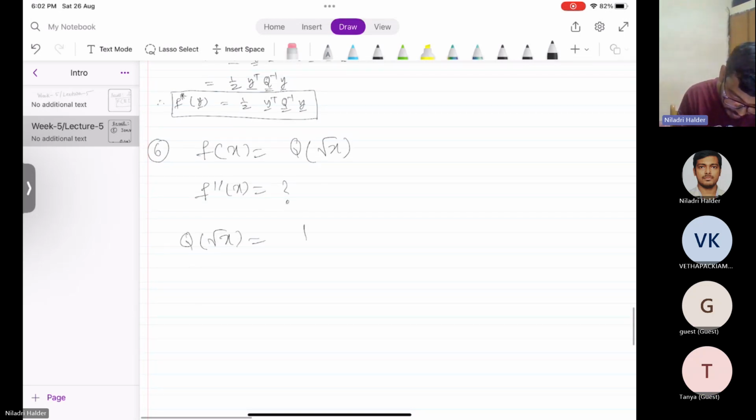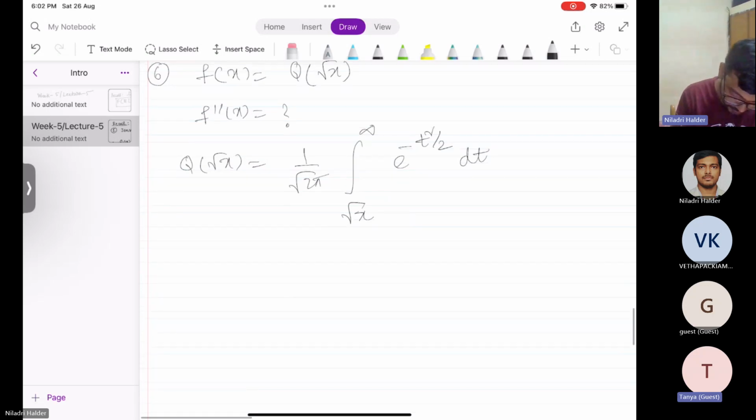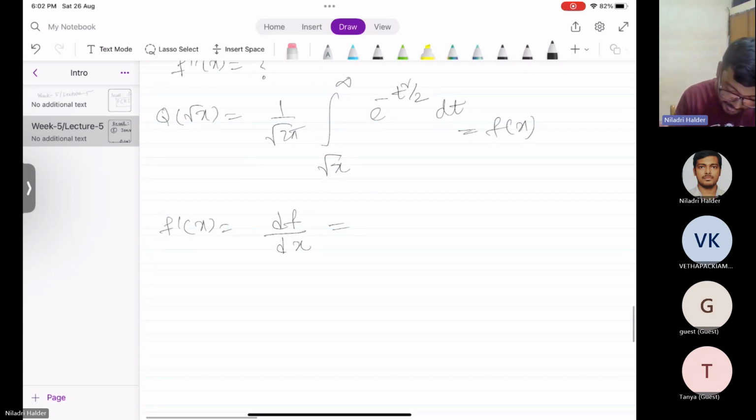Then we know what Q of root x is. That is equal to 1 by root 2 pi, integral from root x to infinity of e power minus t square by 2 dt. Now this is f(x) we are taking. So now what is f dash x? This is the derivative of f with respect to x. So this is the integration. Now the process is that first we will differentiate the upper limit with respect to x. So this is the constant, so that is 0, 0 minus, and then we will differentiate the lower limit.